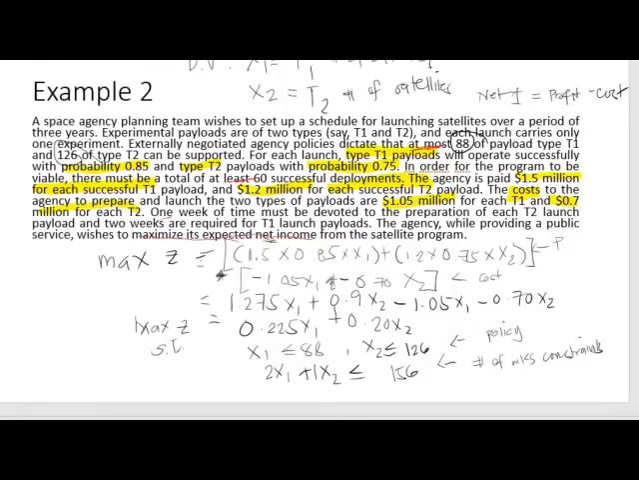Let's double check if anything was left out. Here, at least 60. In order for the program to be viable, there must be a total of at least 60 successful deployments. So, we use those probabilities from earlier: 0.85 X1 plus 0.75 X2, greater than or equal to 60.